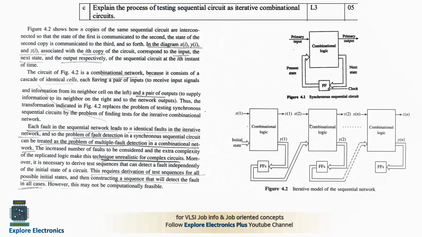Then explain the process of testing a sequential circuit as an iterative combinational circuit. You can see the sequential circuit block diagram first at the top, and the next one is the iterative model of the sequential network. The iterative model of a sequential network says that n copies of the combinational circuit, with flip-flops, are connected back to back, one after the other, making the sequential circuit. You can go through the explanation which I have given here. It gives you a clear-cut idea on the process.